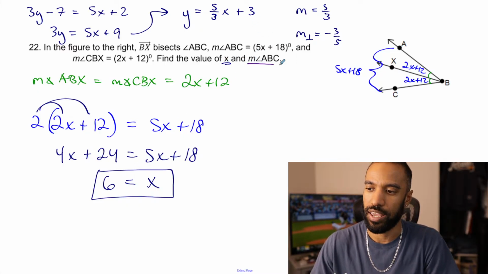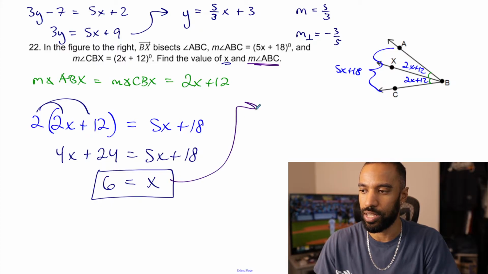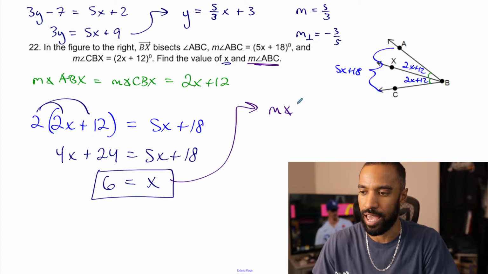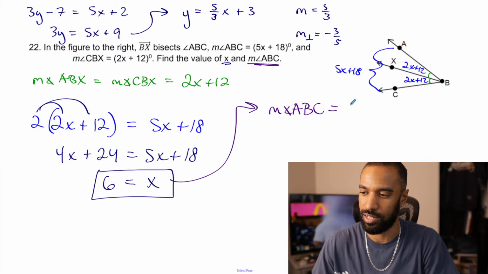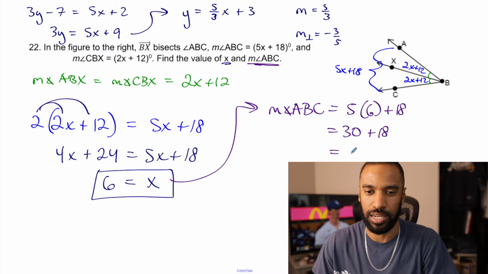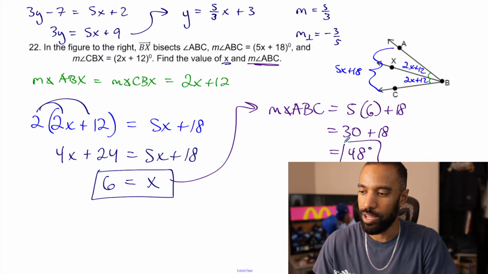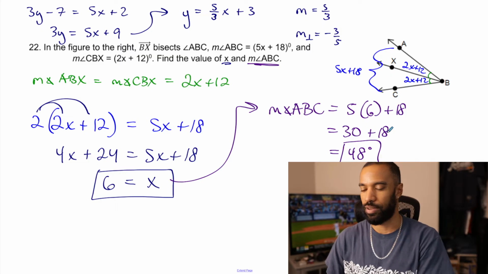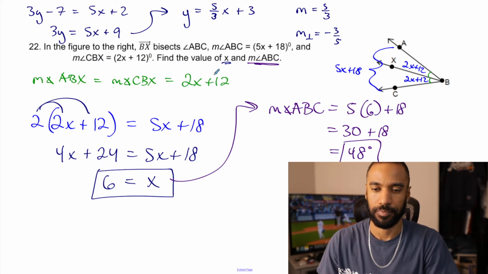Now let's find the measure of angle ABC by substituting 6 into 5x plus 18. That's 5 times 6 plus 18, which is 30 plus 18, which is 48 degrees. That's the measure of angle ABC.